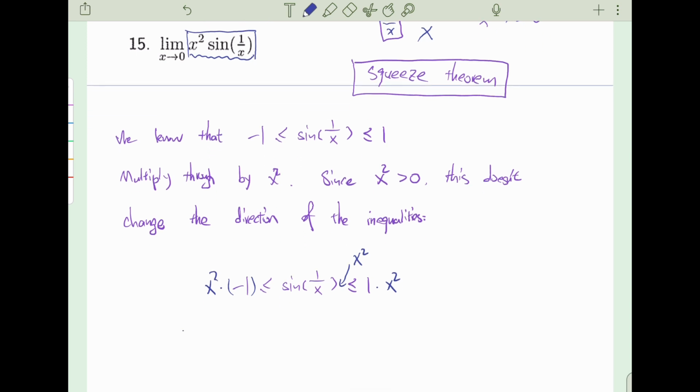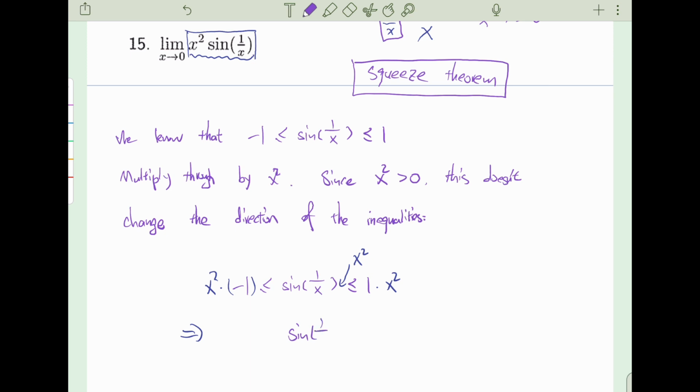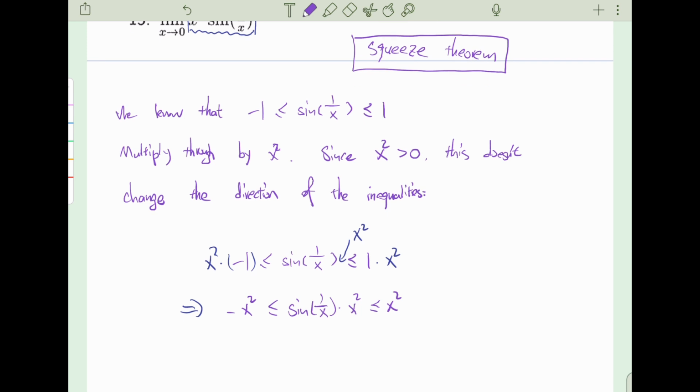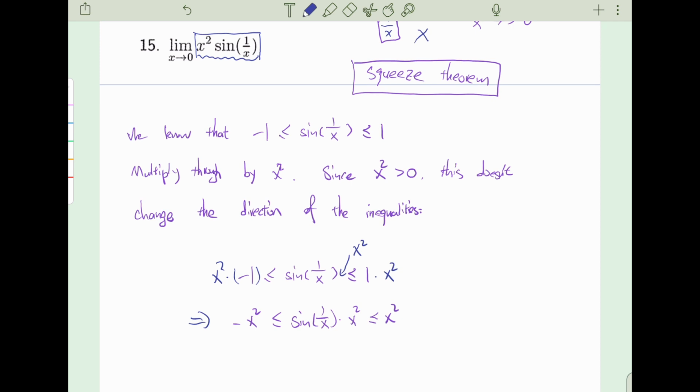So what do I have right now? I have sine of 1 over x multiplied with x squared is less than x squared and is greater than negative x squared. So I have created two bounds for the expression x squared sine of 1 over x. If you don't see, I can place this one here so that you can see that clearly. Okay, x squared multiplied with sine 1 over x.